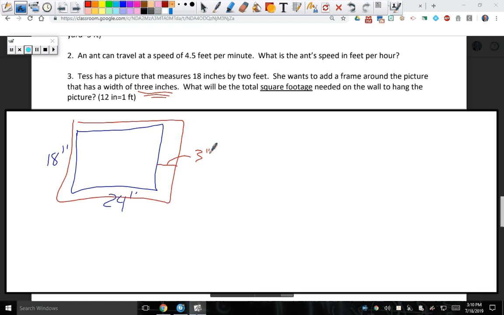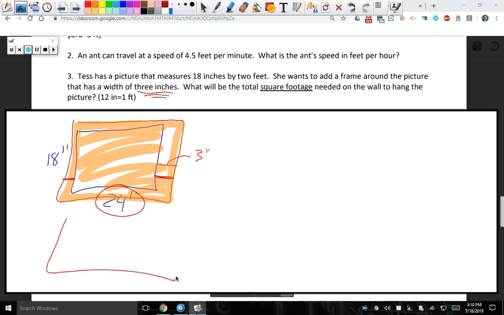Okay, so it's just asking for, on the wall, what's all this area that the picture and the frame will cover? Okay, so you know the bottom piece was 24, and these are like swimming pool problems where they have like the cement border around the swimming pool. So you have 3 on each.